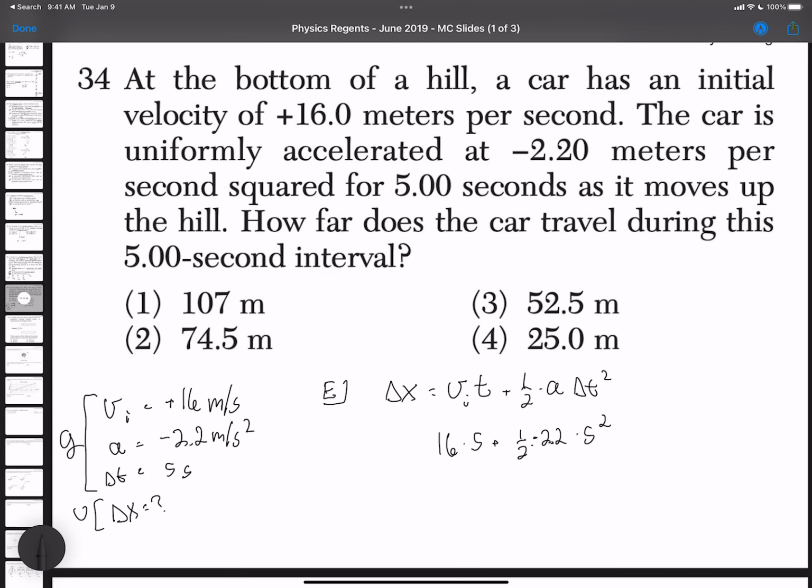And so one thing I know, if I do 16 times 5 and get 80, I expect that my answer's got to be less than 80 because I'm subtracting something off of it. So I can eliminate answer choice 1. This one, I will then do my plus 0.5 times negative 2.2 times 5 squared. And I get as my answer 52.5.